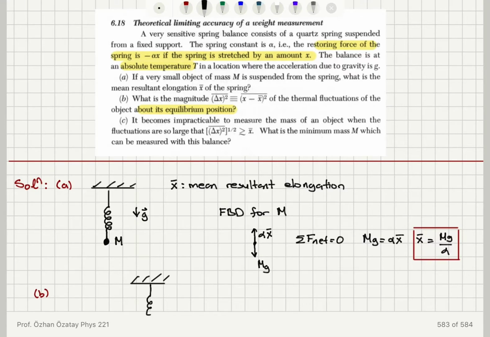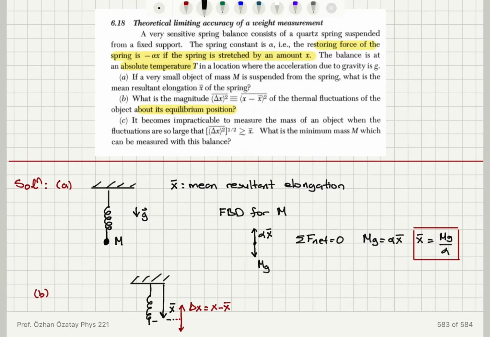I have the equilibrium position of the spring x bar, and then I'm going to have fluctuations about this equilibrium position, and so the fluctuation amplitude delta x will be x minus x bar. So we're talking about fluctuations about this equilibrium position.